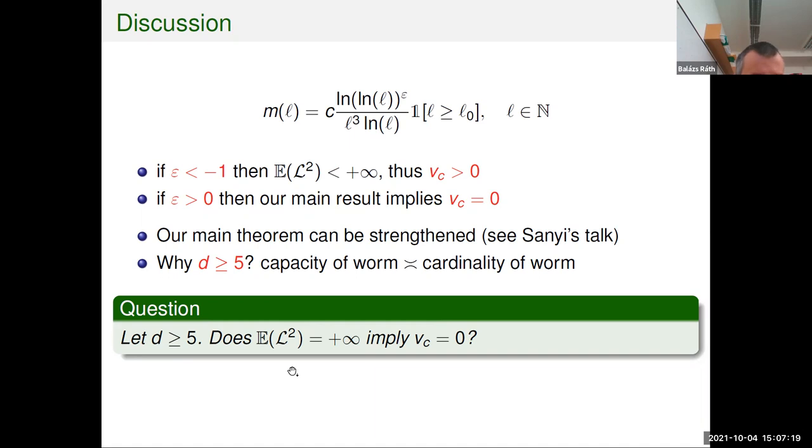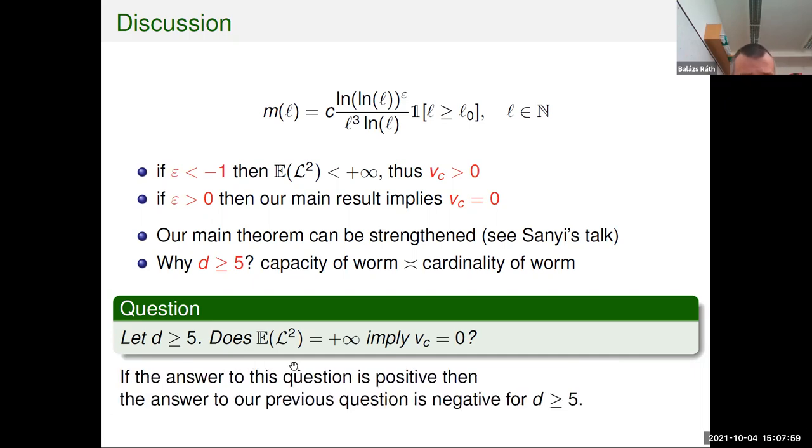Is it true that the second moment decides the percolation property, or the non-triviality of the phase transition, of the Worms model? By the second moment lemma, we know that if the second moment is finite, then the critical threshold is positive. But is it true that if the second moment is infinite, then there is no phase transition and you percolate for all positive values of V? I think this is a very nice open question, and we cannot answer it, but you will see in Shani's talk what we can actually do.